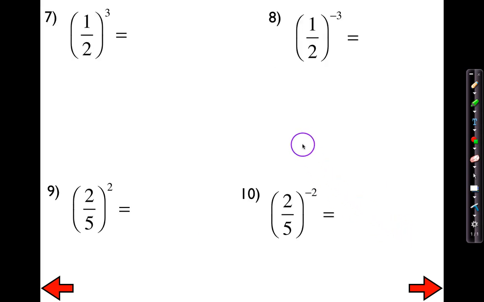Okay, so now what I'm going to do is I'm going to help you out and then ask you to help me. For number 7 here, we're going to repeat the 1/2 a total of 3 times. So that's going to be 1/2 repeated 3 times, and then when I simplify it, I'm going to be left with 1/8. Knowing that, can you now tell me the answer to number 8, which is asking the same thing, but instead of being raised to the third power, they're asking us to raise it to the negative third power. Given my answer, what would you say number 8 is?